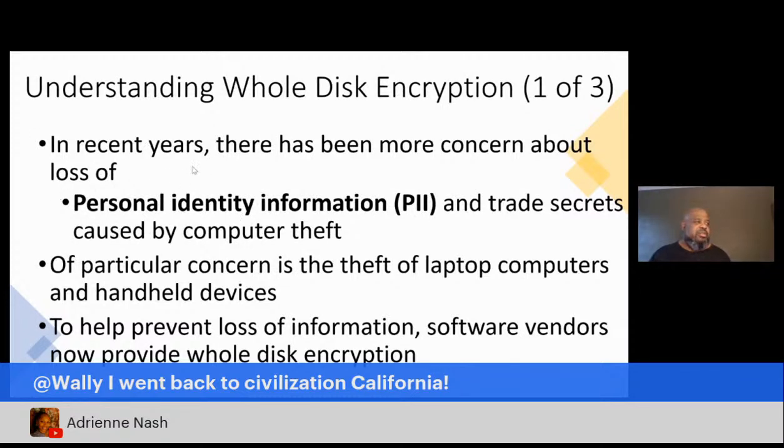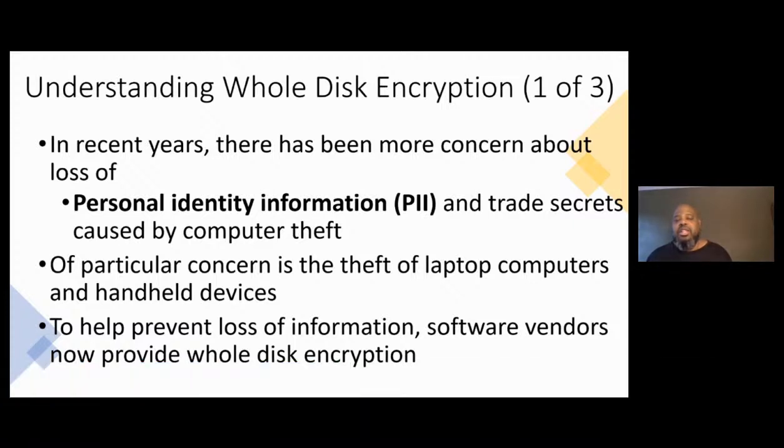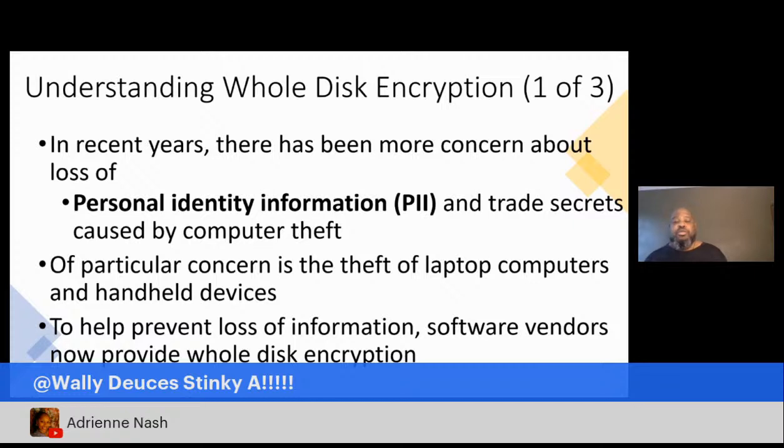In recent years, whole disk encryption has become a bigger concern because of the loss of personal identity information and secrets, particularly concerning thefts of laptops, computers, and handhelds. To prevent loss of information, software vendors now provide whole disk encryption, right? In the Windows world, that's BitLocker, which we usually use for a whole disk. It's FIPS 140-2 federally approved. So if somebody steals your phone or your laptop and plugs it in, the keys are not going to be on the disk drive. The keys are going to be in your CMOS or your SDRAM, so it won't be able to link with that drive.